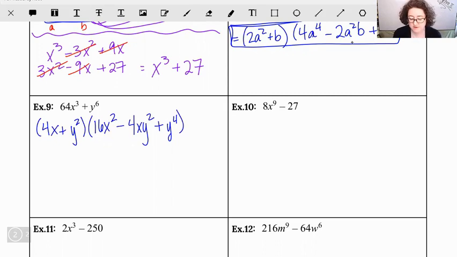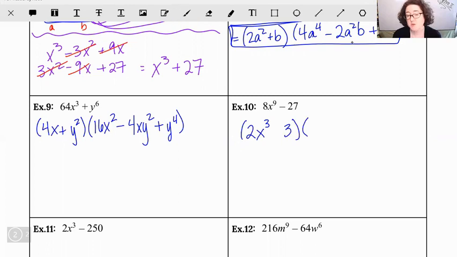Now, the only difference with number 10 is we're going to reverse those first two signs because we're starting with a subtraction. But it's really no different on the pattern. So starting out, 8x to the 9. I know 2 times 2 times 2 gives me 8. What multiplied by itself 3 times would give us the 9? And your hint is, what's 9 divided by 3? Well, it's x cubed. 27, also a perfect cube, 3 times 3 times 3.